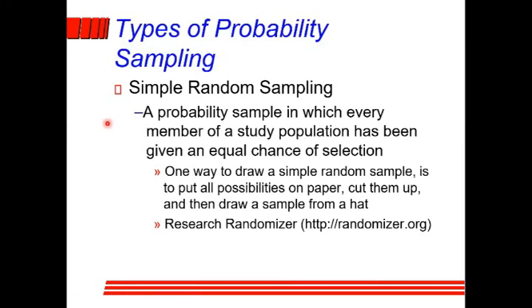For the simple random sampling naman, ito yung madalas na ginagamit sa mga sampling natin. It is a probability sample in which every member of a study population has been given an equal chance of selection. One way to draw a simple random sample is to put all possibilities on paper, cut them up, and then draw a sample from a hat. For example, meron kang mga papel, and let's say yung bawat papel na yun may number siya. Randomly mo lang siya kukunin.